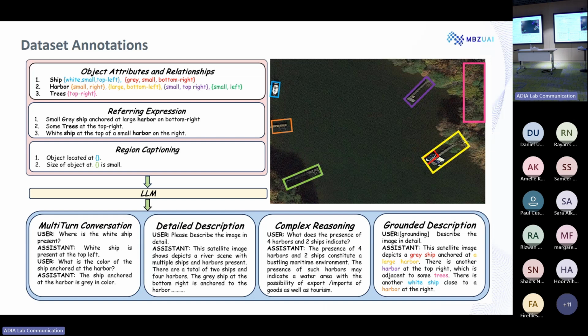So overall, this will give us conversation annotations and detailed descriptions and so on. And then we will use these annotations to train our GeoChat model.